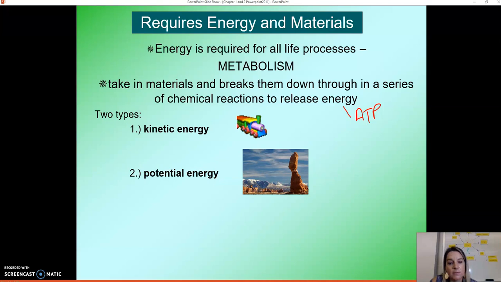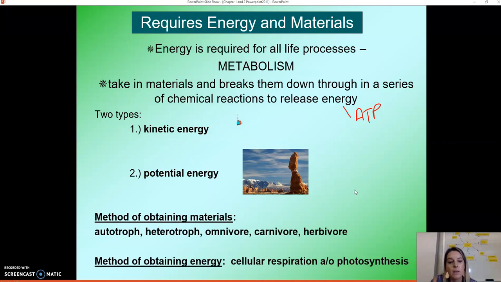So there's two types of energy in the natural world. There's kinetic and then there's potential. What's the difference between kinetic and potential energy? That's right. Kinetic energy is the energy of movement. Potential energy is stored energy. So there's different ways that organisms can obtain this energy, and we're going to place these into your binder, your little book that I'm going to have you bring in. So we're going to come back to that later.